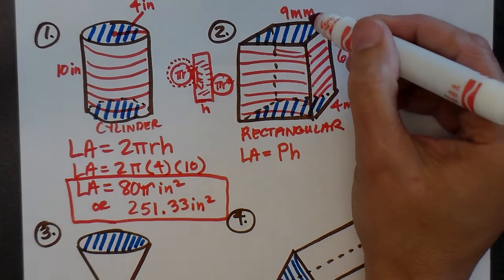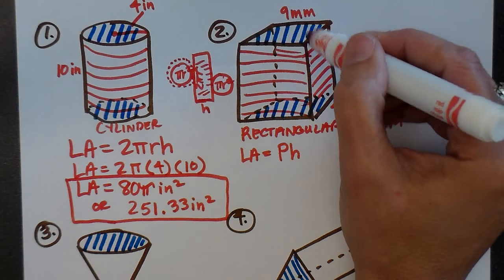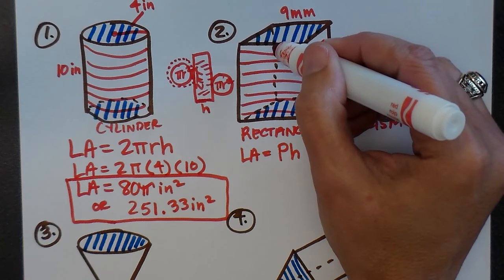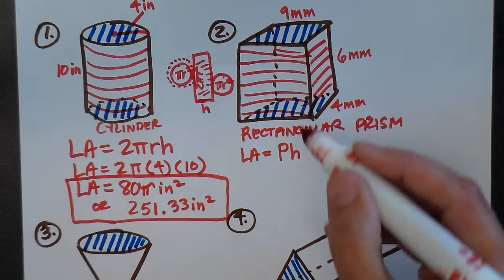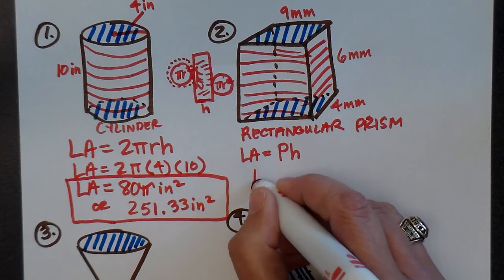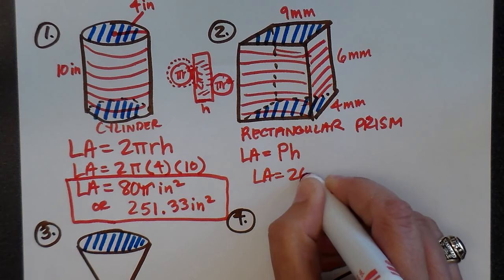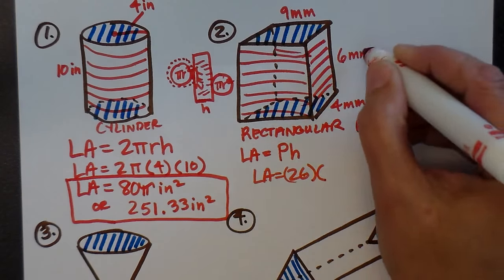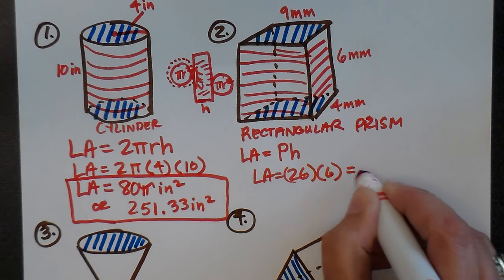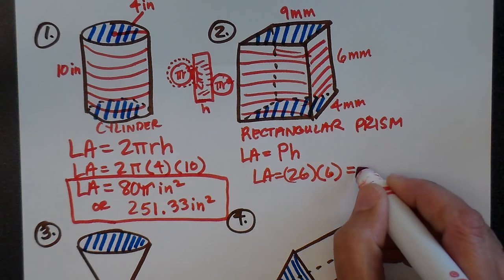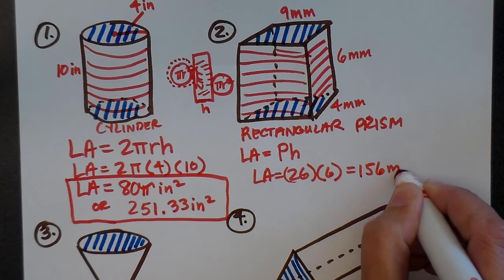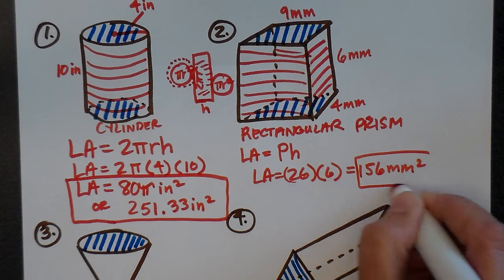Well, the perimeter of my base, it's a 9 by 4. So 9 plus 4 plus 9 plus 4. So 18 plus 8 is 26. So the perimeter of my base is 26. How tall is it? It's 6. So if I multiply those two together, I get 156, and that's square millimeters.